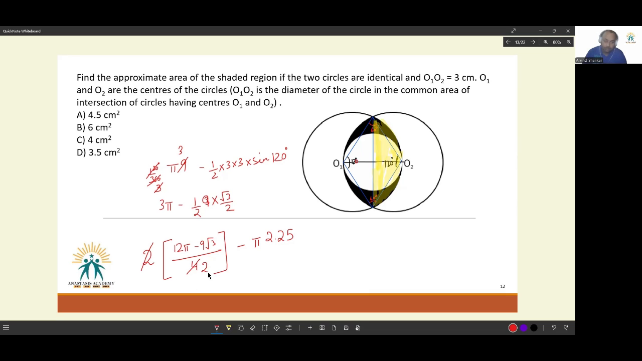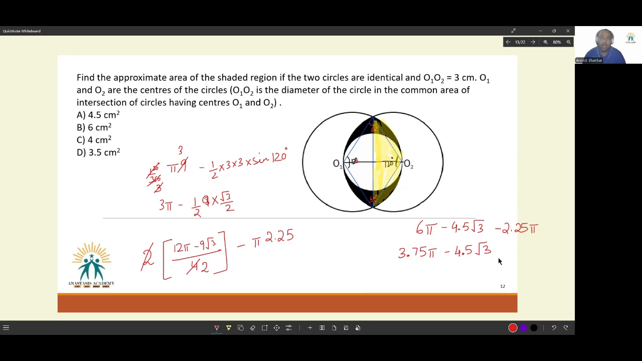Cancel, cancel. I am getting 6 pi minus 4.5 root 3 minus 2.25 pi. 6 minus 2.25 is 3.75. So I'm getting 3.75 pi minus 4.5 root 3. This is the final precise measure that we are getting.